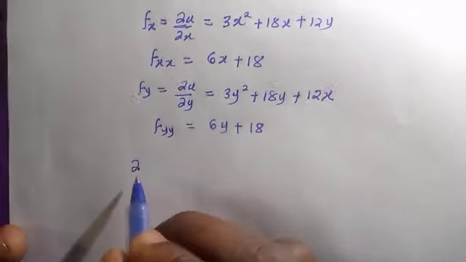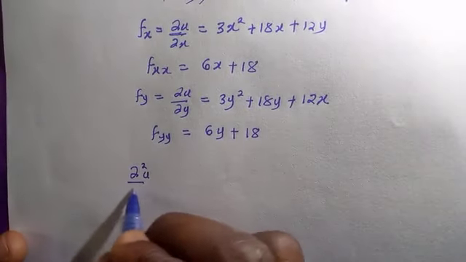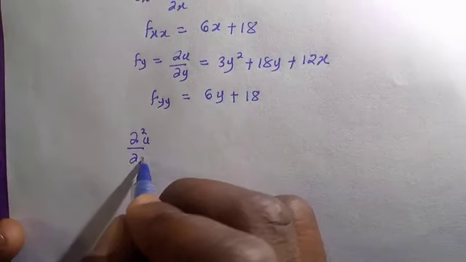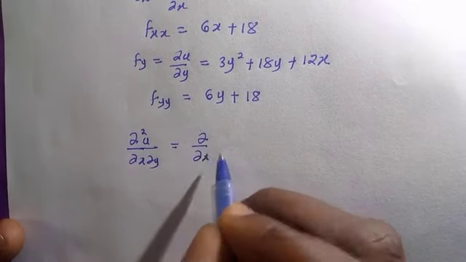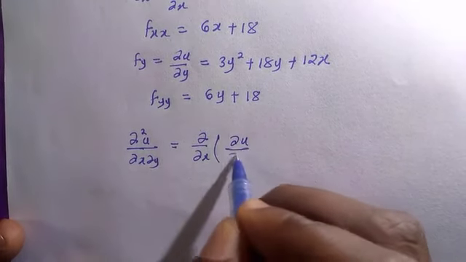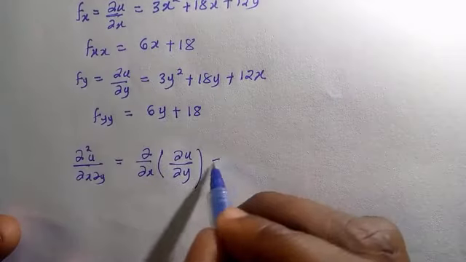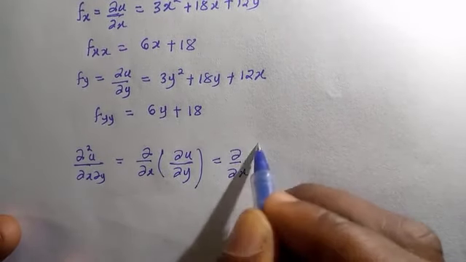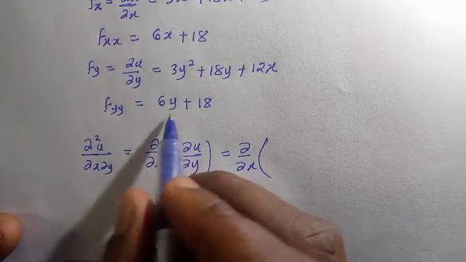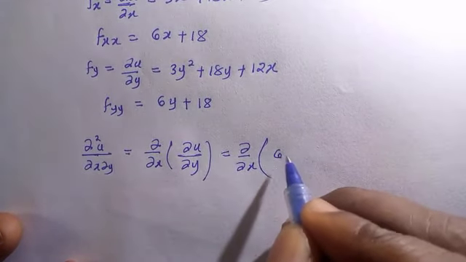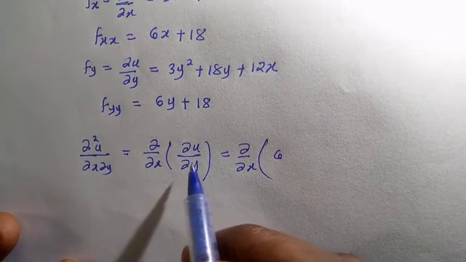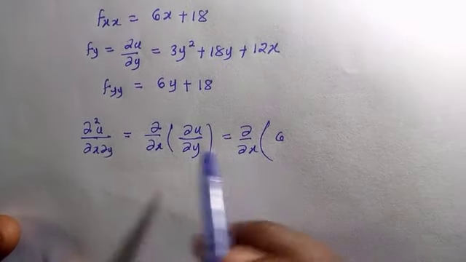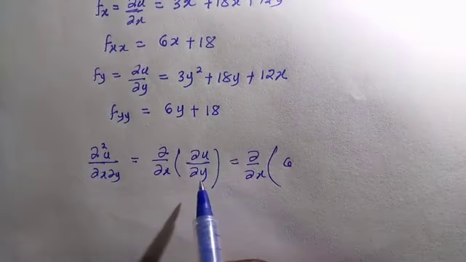Okay, so we still need the ∂²u over ∂x∂y. All right, which is just like fxy. And you know, this ∂²u over ∂x∂y is just like ∂ over ∂x, bracket, the ∂u over ∂y. This is what it means. But if this is ∂ over ∂x, and what is the ∂u over ∂y that we have already gotten? So it is 3y squared plus 18y plus 12x. You know, it's just like fy, which is the ∂u over ∂y. We are going to substitute it in this.